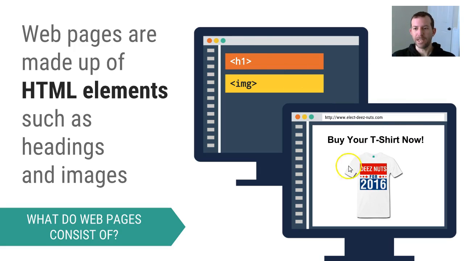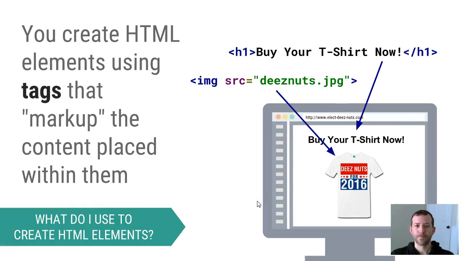And then let's say you wanted to have a picture. This is the picture of D's Nuts' failed presidential run. And to do that, you would use an image element. So web pages consist of HTML elements. You write your HTML elements in HTML, but what the user sees is the final result, which is interpreted by the browser. To put elements on a page, you use something called tags.